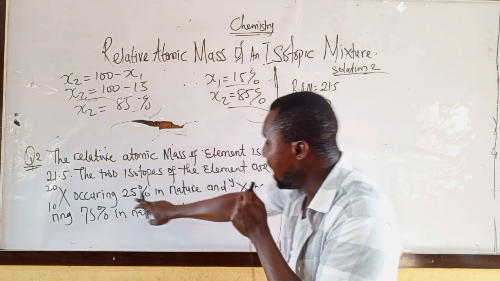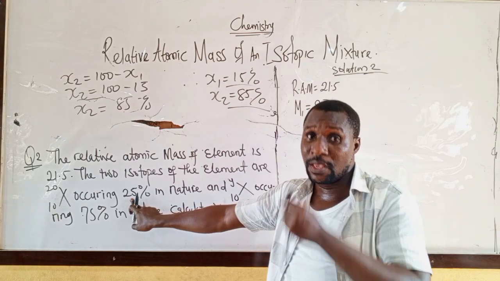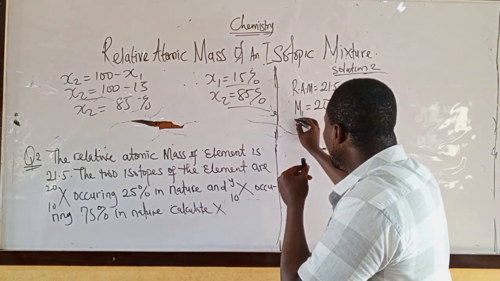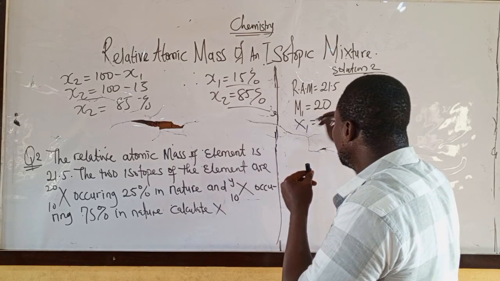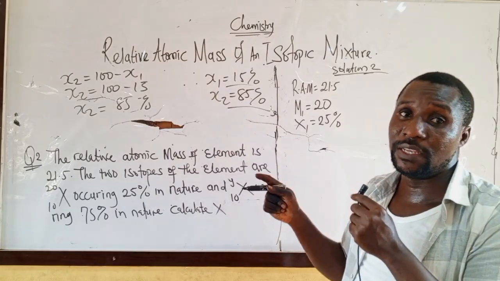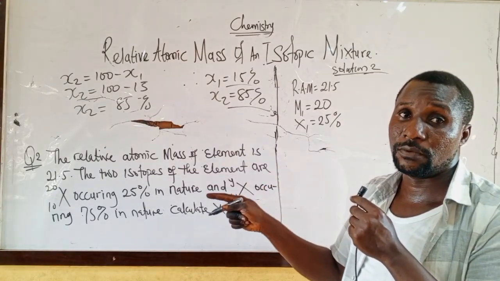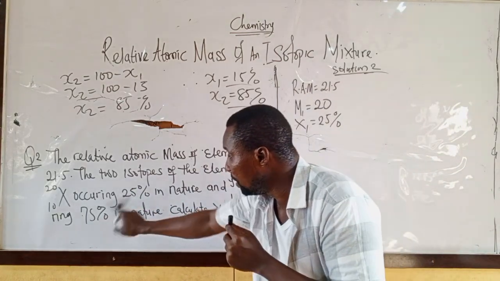M1 is 20, and the relative abundance is given in percentage. I told you it's expressed in what? Percentage. The percentage is 25%. Now this X1 is 25%. Take note, not like the first one. There, they wanted you to calculate S1 and S2, but this one we are given S1 and S2. We are given the relative abundance.